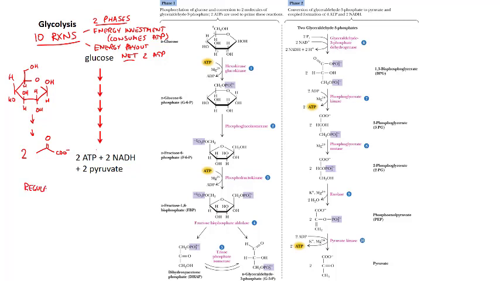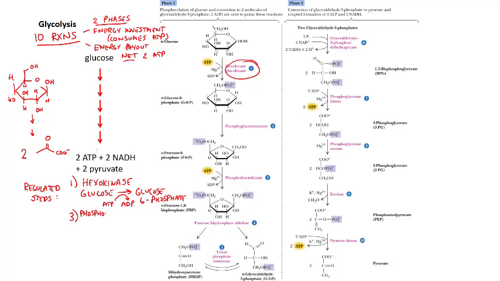The regulated steps are step 1, which is catalyzed by an enzyme known as hexokinase. That is the reaction where glucose forms glucose 6-phosphate, and it consumes ATP. That's this reaction right here. The next regulated step is reaction 3, which is catalyzed by phosphofructokinase.